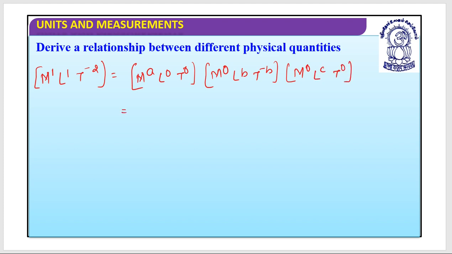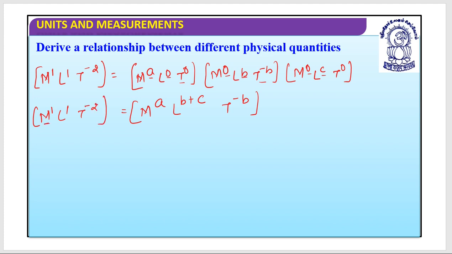Now I should add it up. Here it is m to the power a, here it is 0 and 0, so I should write it as m to the power a. Next, L to the power 0 plus b plus c, so I should write b plus c. Here t to the power 0 minus b and 0, so t to the power minus b. Here it is M1 L1 T minus 2.